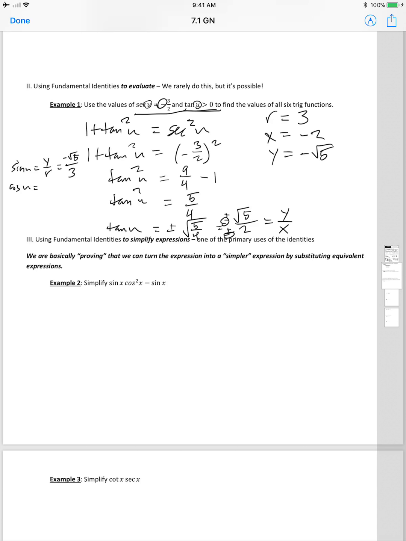Cosine of u is going to be negative 2 over 3. Tangent of u, square root of 5 over 2, and so on. The other three functions being the reciprocals of these three functions. So we could do this. I think it's more work than just solving this kind of problem the way that we've learned how, but this is possible. Kind of interesting. A curiosity, if nothing else.